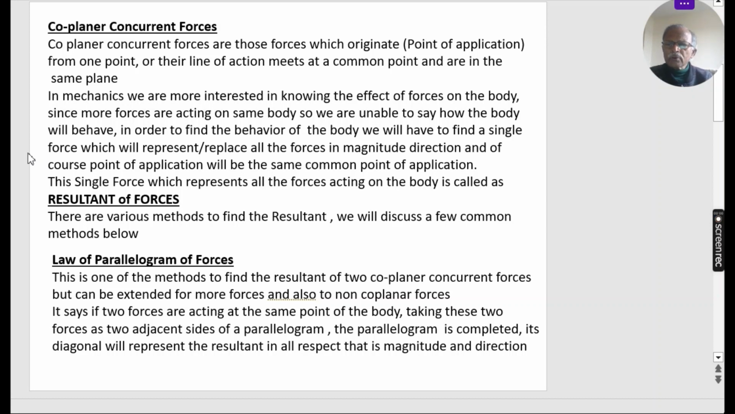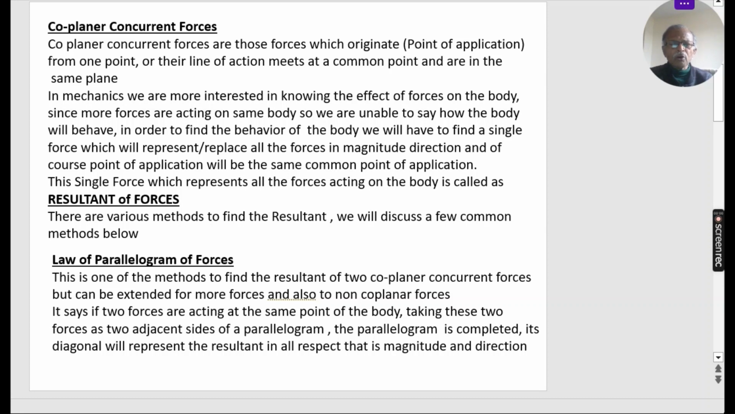Okay. So this resultant will produce the same effect on the body as the original two or more forces were producing on the body. There are various methods to find the resultant. One of them is the law of parallelogram of forces. The law of parallelogram of forces gives us both the analytical way and the graphical way to find the resultant. It gives us both.